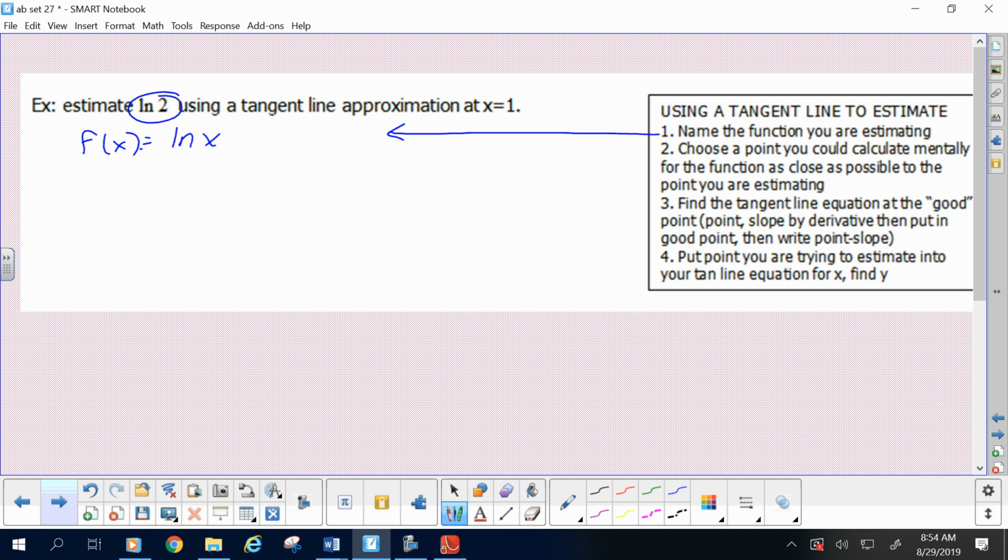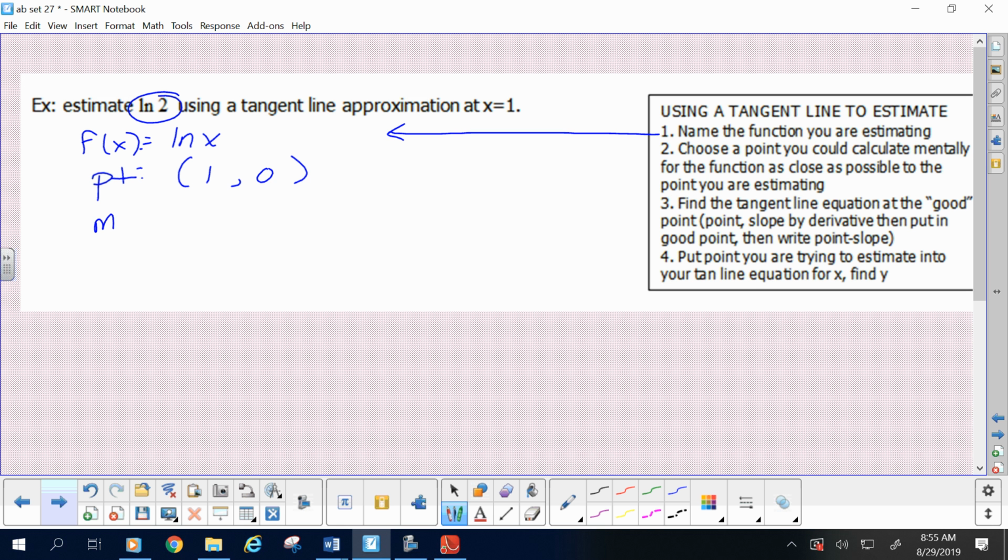I think I'd rather call it f of x. Okay? Now, it says we're trying to estimate natural log of 2, and sometimes it'll tell you what point to use as your good point, but sometimes not. In this case, they're telling you to use a tangent line approximation at x equals 1. That means you draw your tangent line at x equals 1. Well, why do you reckon we chose that? Yeah, log of 1 is known. Log of 1 is e to what power is 1, and that is the 0th power, right?